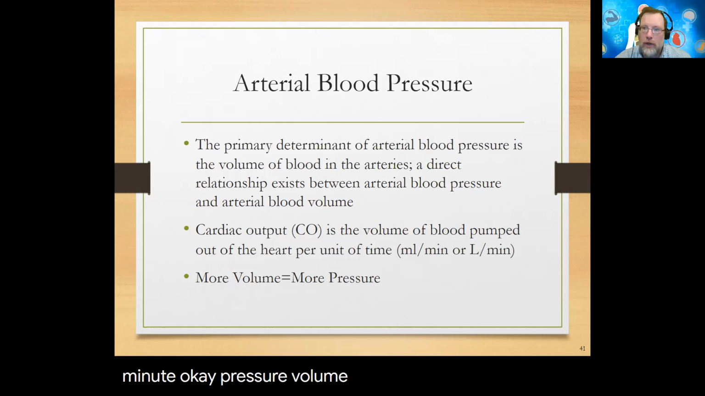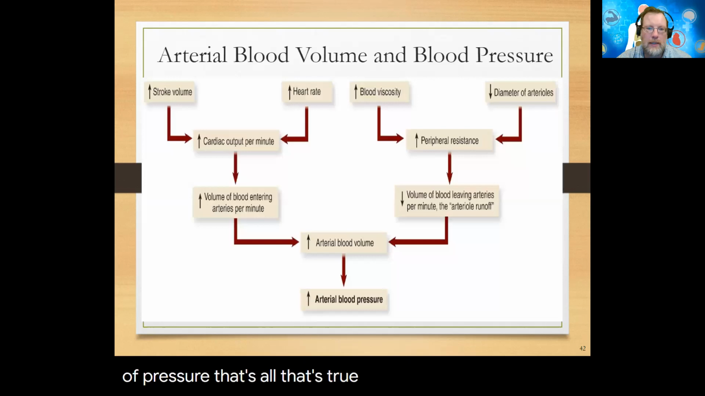Pressure and volume are related to one another. They're directly proportional, not inversely. As volume goes up, pressure goes up. So if I eject a greater volume of blood, I'm going to see a greater amount of pressure. That's all that's trying to say.